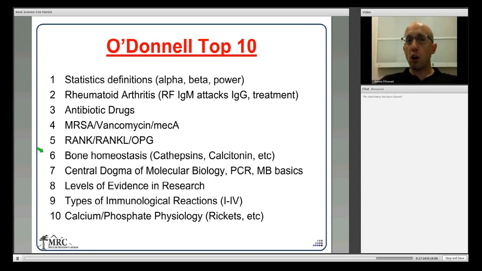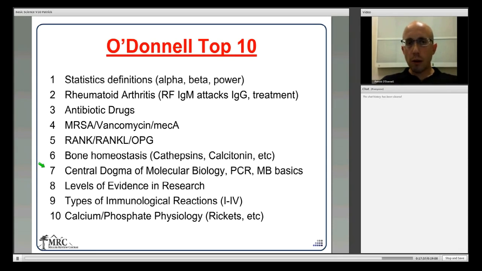Number six, bone homeostasis. So your cathepsins, your calcitonins. Remember that calcitonin acting on the calcitonin receptor to decrease resorption by signaling through the cell signal cascade, and also decrease the gene product of the calcitonin receptor.